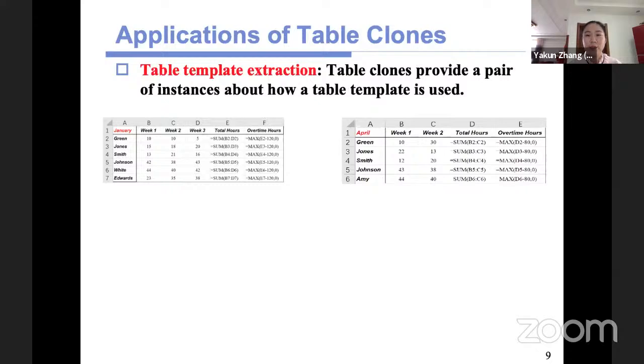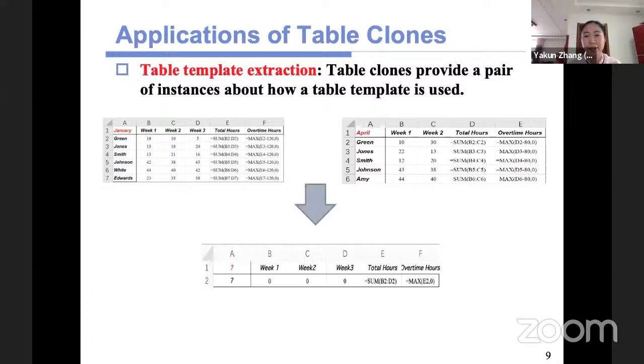After that, table clones also help with table template extraction. We cannot extract a table template from only one table. A table clone provides a pair of instances, and we can extract a template from them.